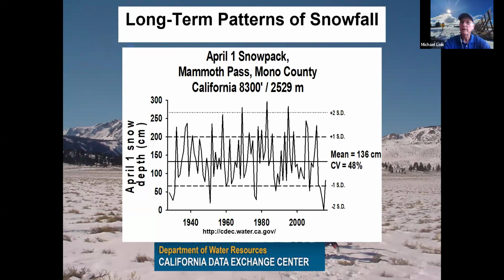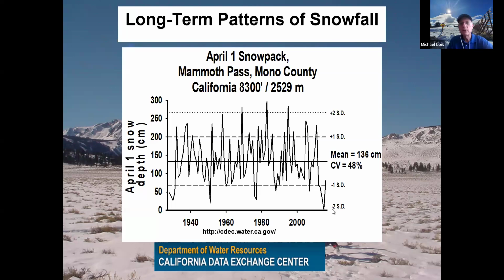Some of you might remember 1983 was a very wet and impactful year in California. We've had some more years like that. We also, in this graphic, you can see roughly 14 years that are more than 1 standard deviation below the mean. And then 2015 right here is the only year in which on April 1st, there was no snow on the ground in Mammoth Pass when that measurement was made.